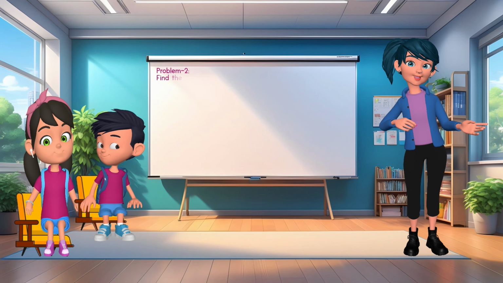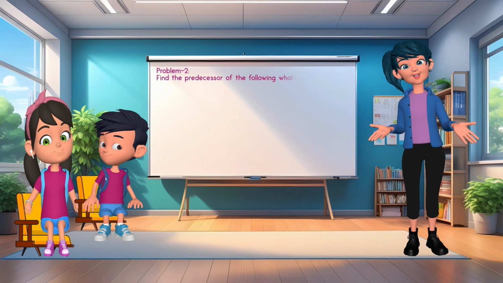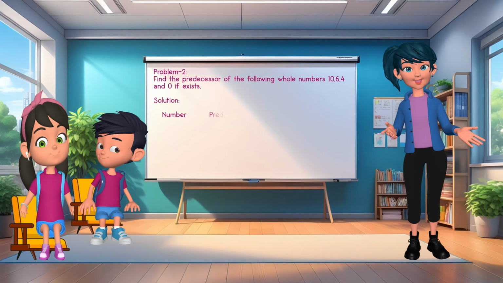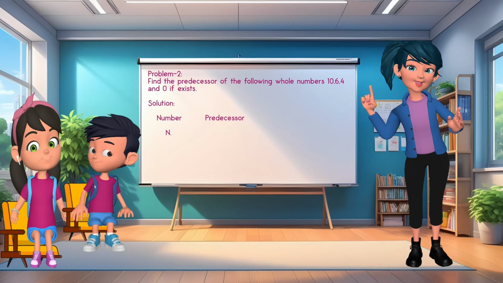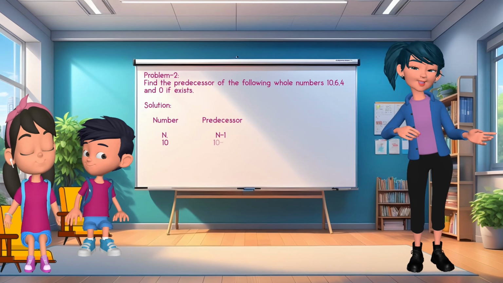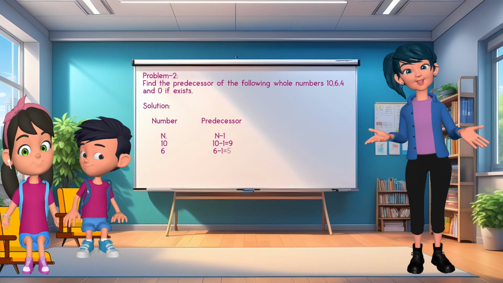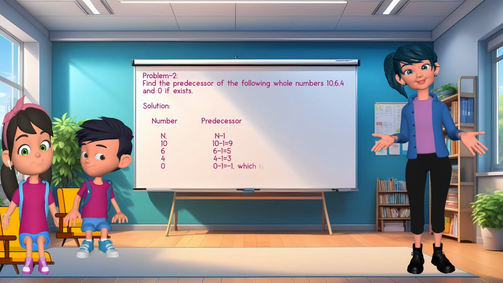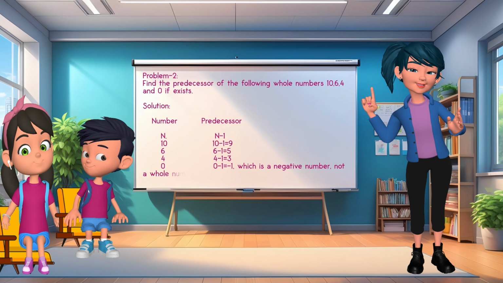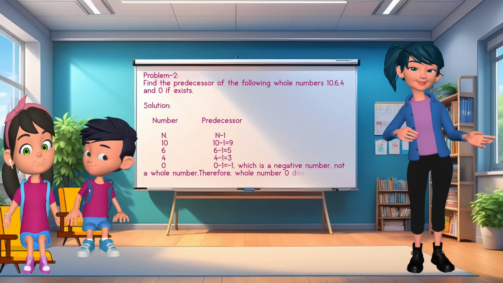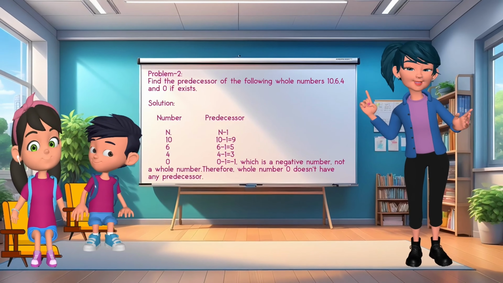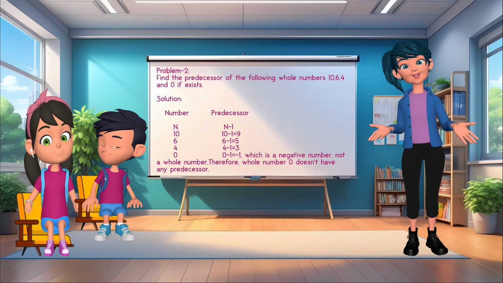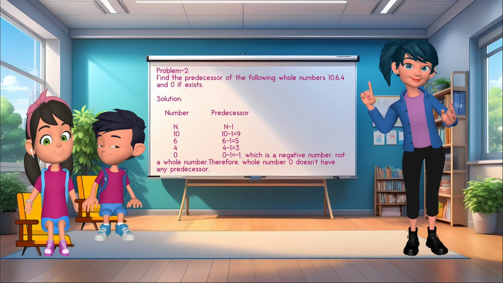Find the predecessor of the following whole numbers 10, 6, 4 and 0 if exists. Solution. For any number n, the predecessor is n minus 1. Therefore, for 10, we get 9, for 6, we get 5, for 4, we get 3, as the predecessor of the numbers 10, 6, 4 respectively. But in case of 0, we get -1, which is a negative number, not a whole number. Therefore, whole number 0 doesn't have any predecessor.